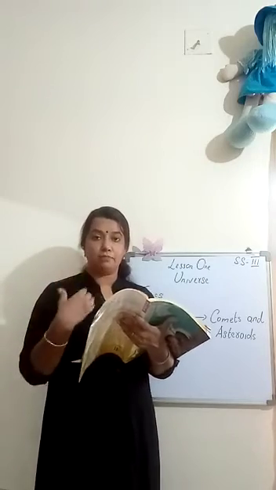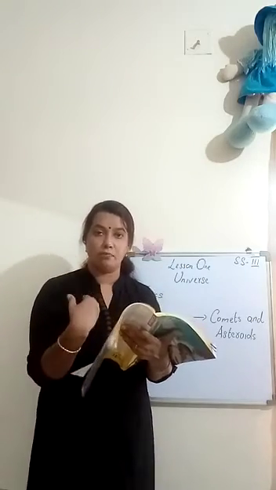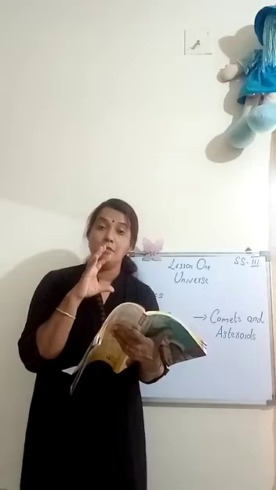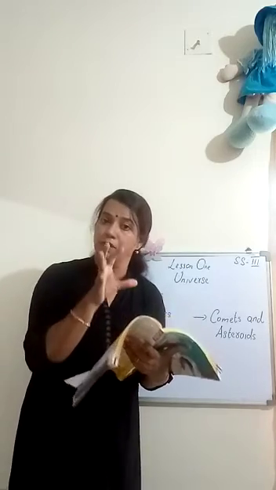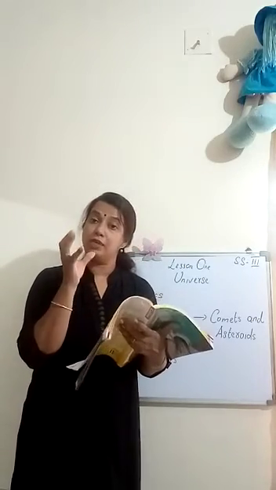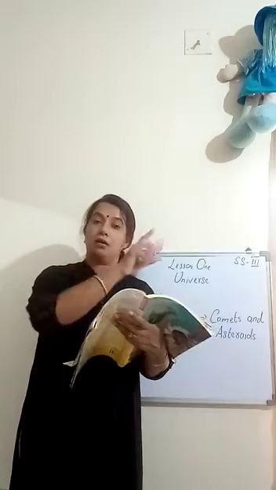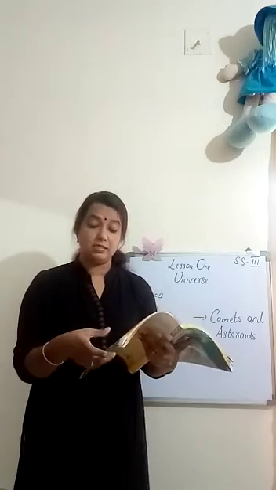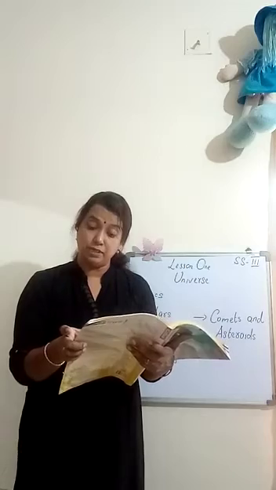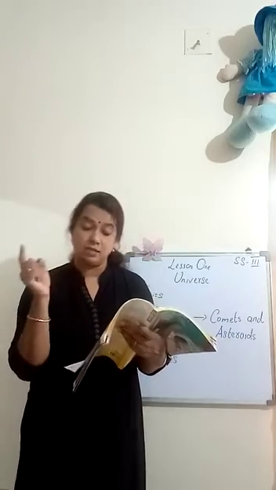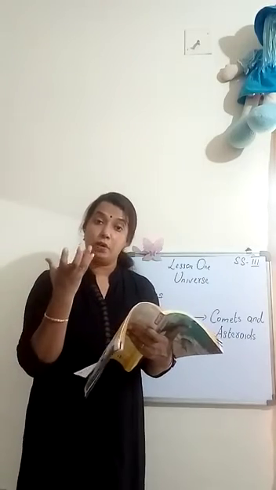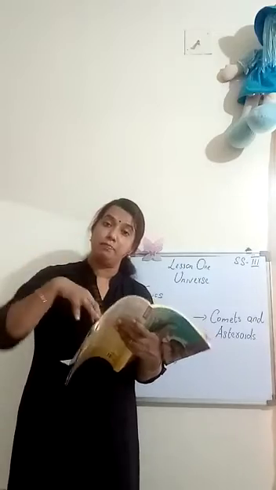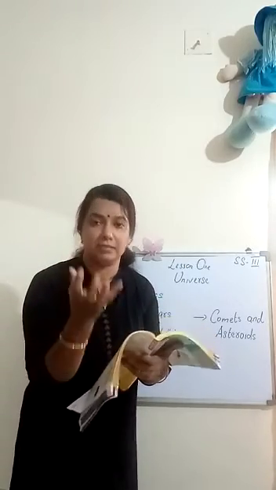Now, the difference between comets and asteroids: asteroids are much bigger than comets. We can see comets only near the sun. But what about asteroids? We can see them between the orbits of Mars and Jupiter. And one more thing, it is also called a minor planet because of its size.